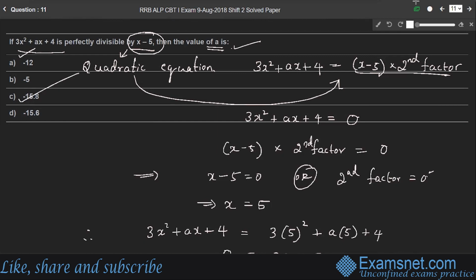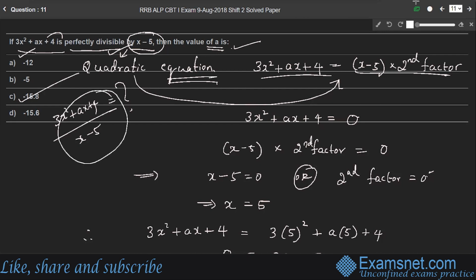So, first, the equation is a quadratic equation, therefore it can be expressed as a product of its factors. One of the factors is given because it is perfectly divisible by x minus 5. Perfectly divisible means that when we divide 3x squared plus ax plus 4 by x minus 5, it gives a whole number, without a remainder. That means it leaves no remainder. Therefore, it is perfectly divisible by x minus 5.